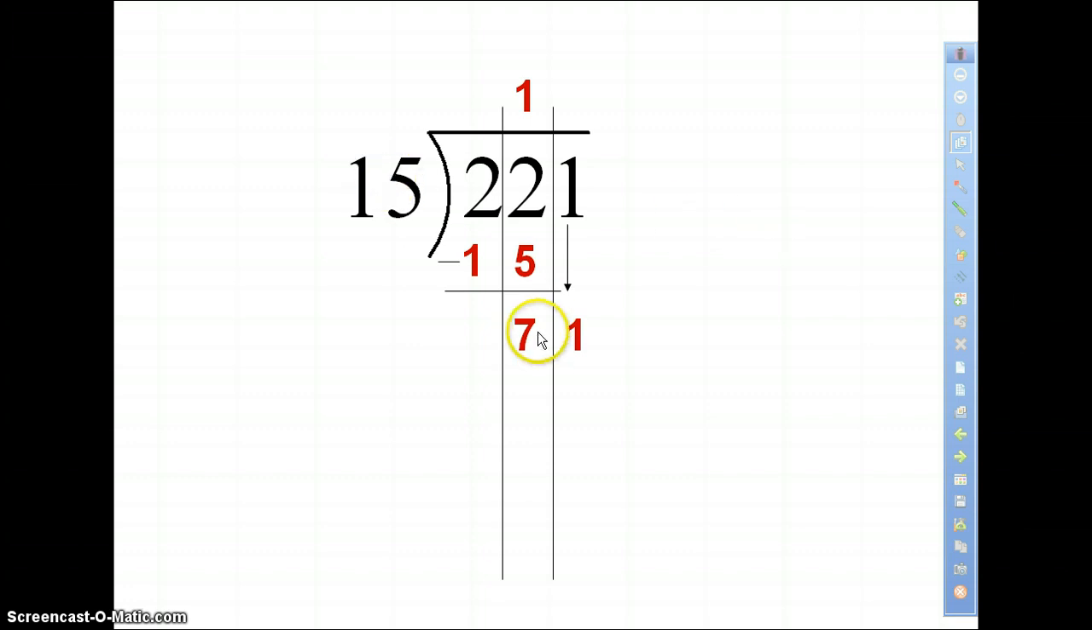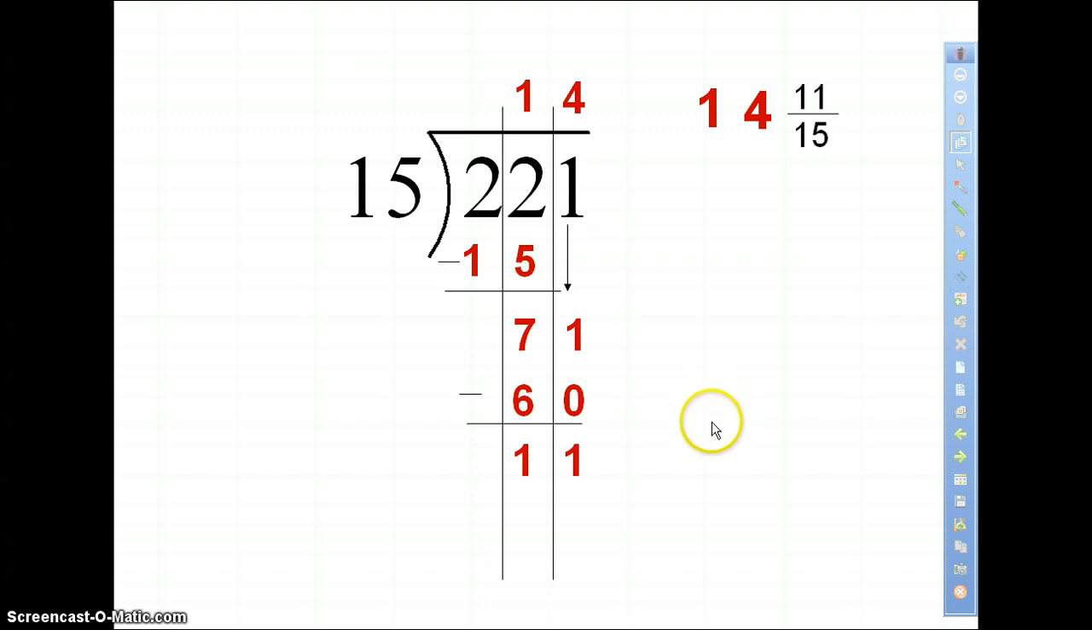How many times does 15 go into 71? It goes in there 4 times. 4 times 15 is 60. 71 subtract 60 is 11. So my final answer is 14 wholes and another how many 15ths? I'm going to leave my remainder in fraction form. 15 goes into 221, 14 whole times, and another 11 15ths of a whole. And that's my final answer. And that's what we got before.